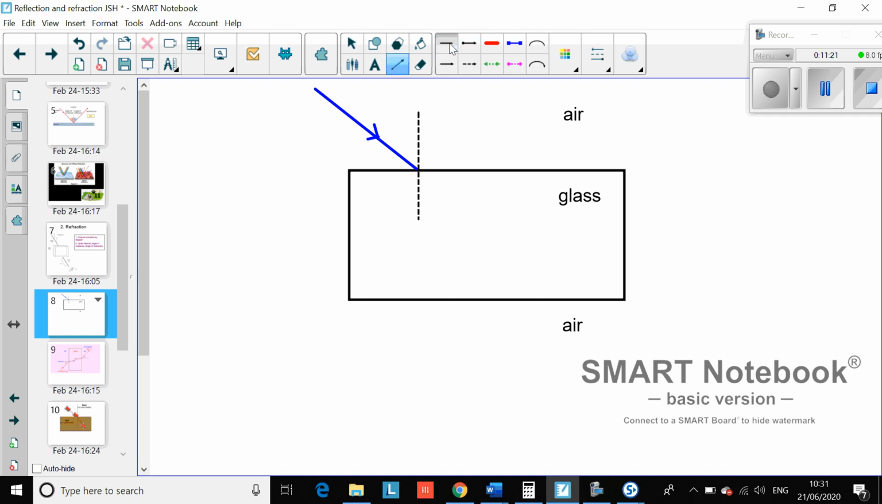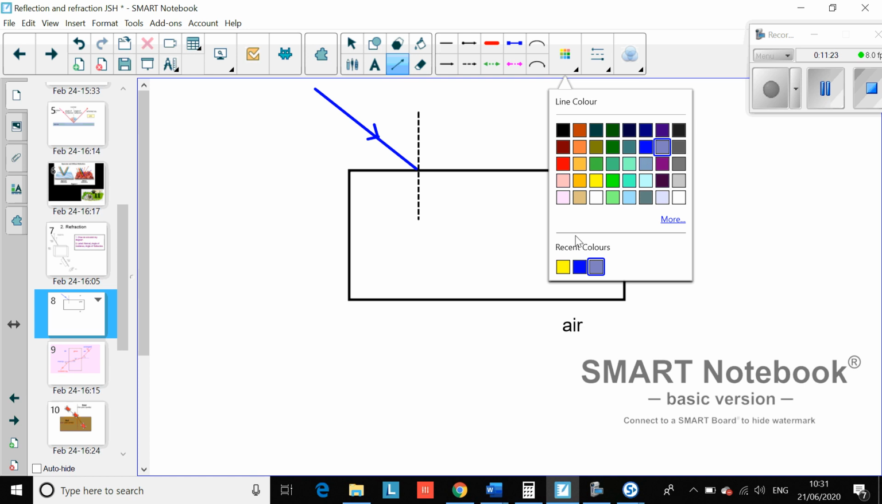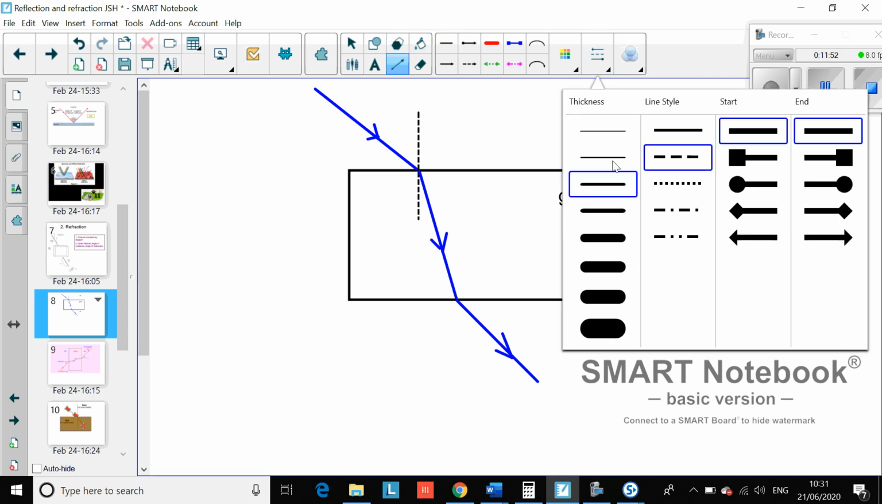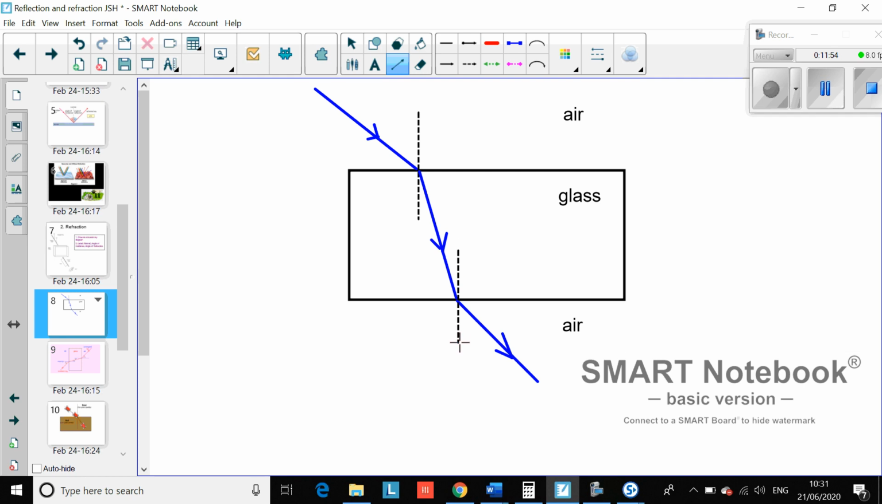Okay, right. So what should have happened would have been this. Your beam of light would have altered its course, like this, as it went into the glass. And then, as it came out of the glass, gone back to its original path, like that. And then just very quickly, once again, we would have drawn our normal in just at that point there.